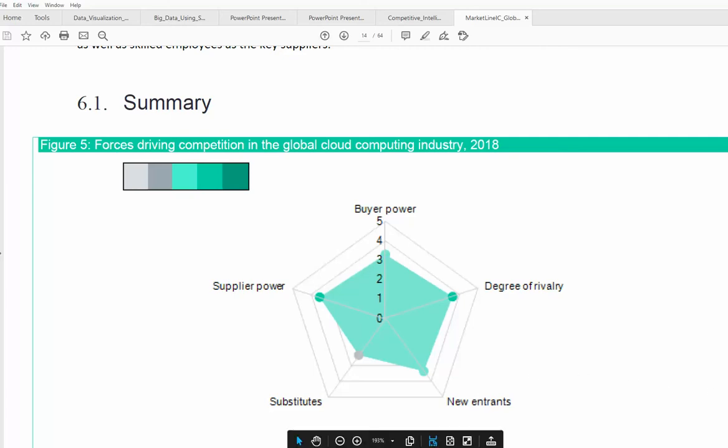In this assignment, let's assume that you're going to be working with Porter's Five Forces, and I've got just an example here of Porter's Five Forces, and this is out of MarketLine. This is showing the global cloud computing industry, and you'll notice there are 5 points: buyer power, degree of rivalry, new entrants, substitutes, and supplier power. And this is a filled in radar, so you can actually do that when you're only talking about the industry. You're not doing a comparison.